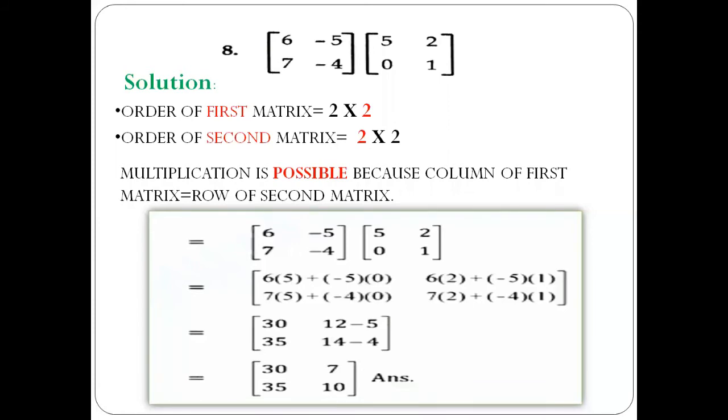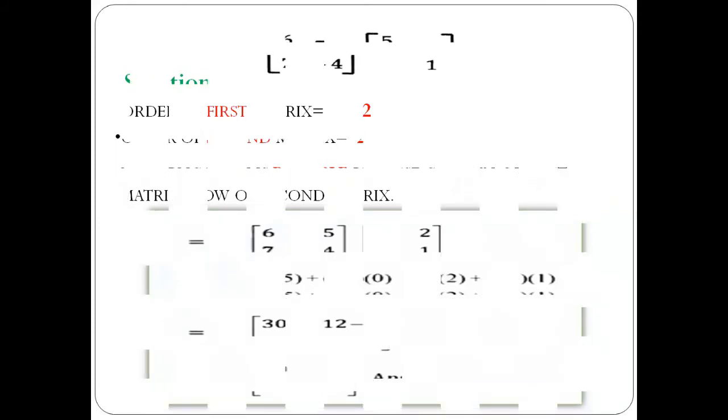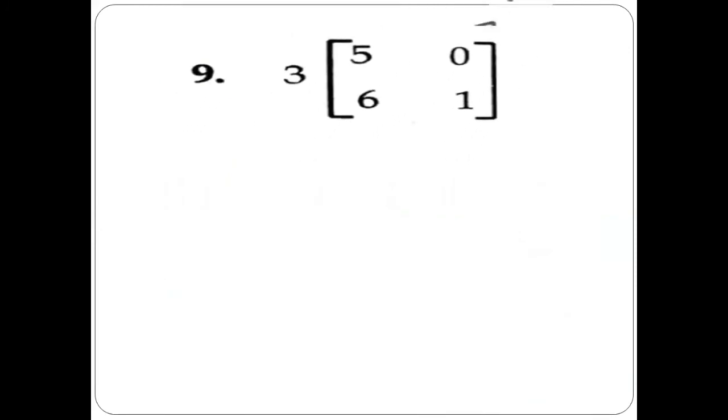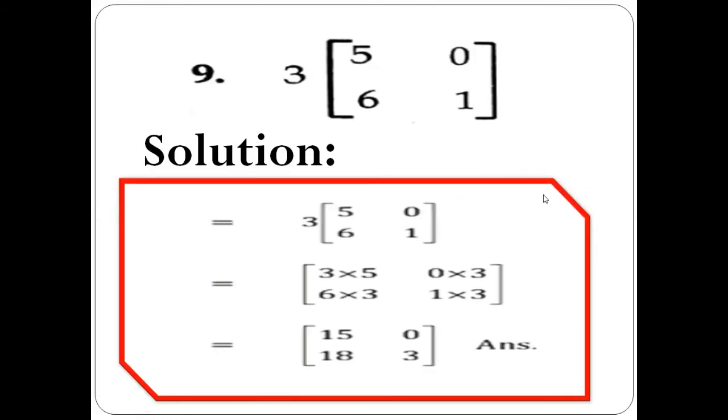Now move towards the next question of your textbook, question number 9. It's a matrix multiplied by a real number. How will you do its solution? There is no need to find the order because you are multiplying a matrix by a number. So it's a simple question. You will multiply this 3 by every element present inside the matrix.